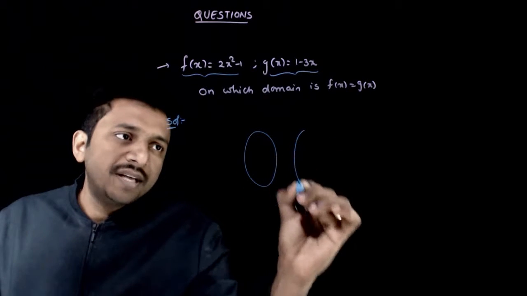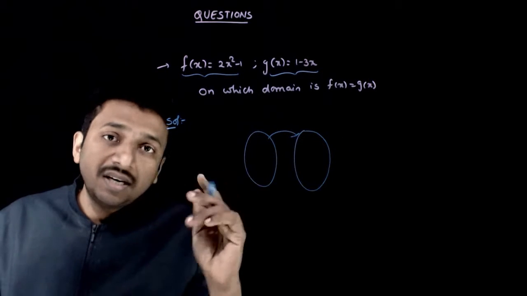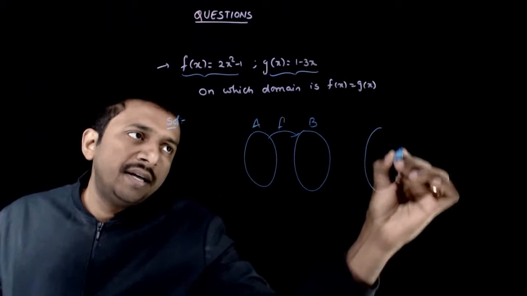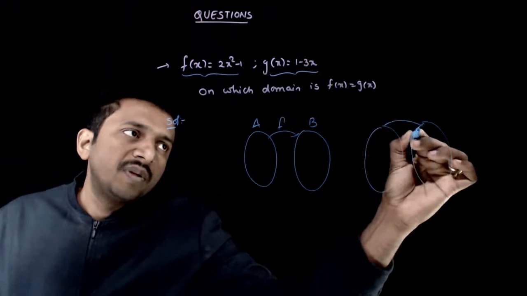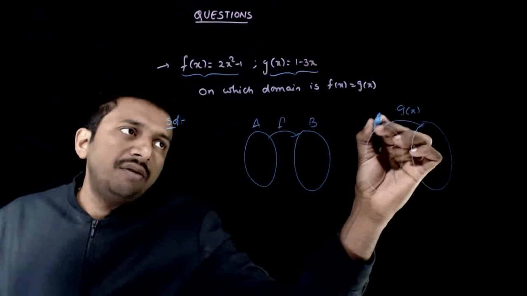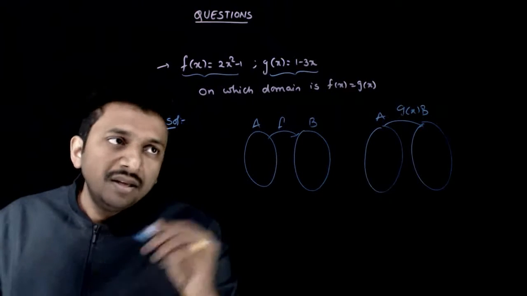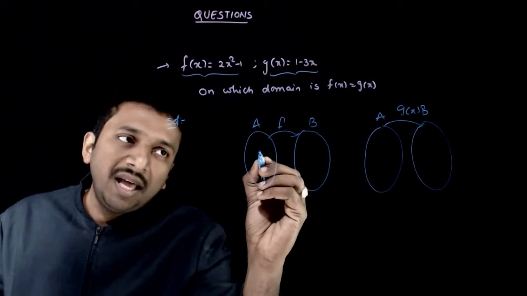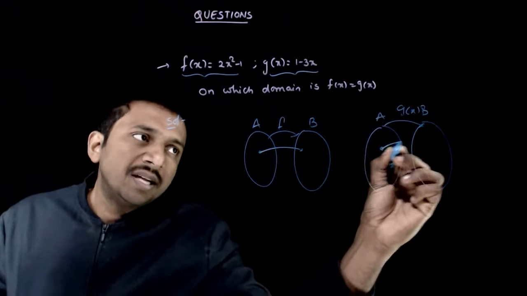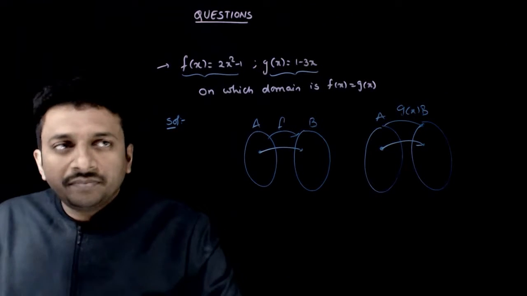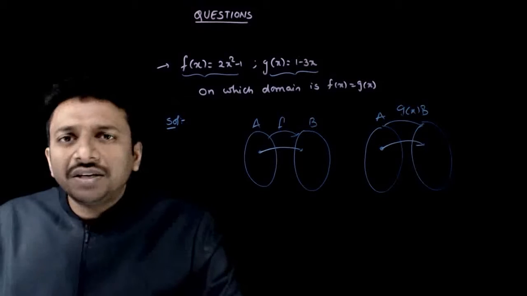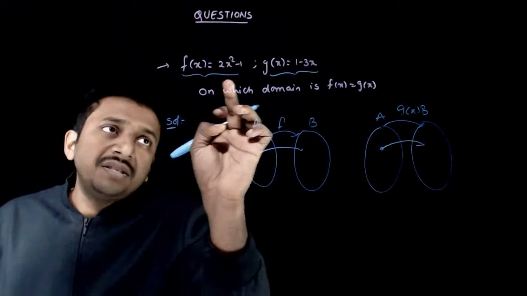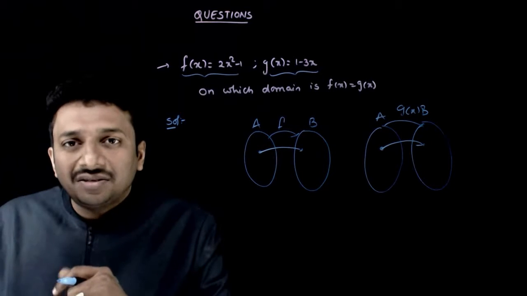So f of x is defined between a and b and g of x is also defined between a and b. So f is equal to g if every element in a has the same image in b corresponding to both the functions. But as you can see, the definitions of these two functions are different. But there might be some values of x for which these two give the same answer.